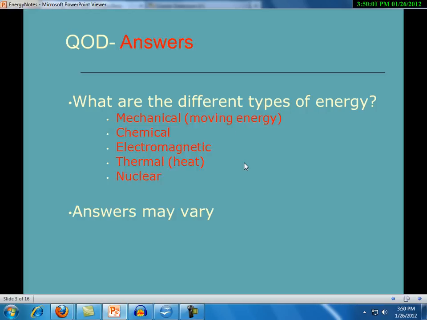Okay, if you didn't pause it, you're getting this right away. If you did pause the video, check your answers and see. The answers are obviously going to vary. I listed the ones that I could remember off the top of my head: mechanical, chemical, electromagnetic, thermal, nuclear. There's light energy, there's sound energy. The list could go on. We did that activity together, so I'm hoping that you'll look at those. Whether or not they're potential or kinetic energy is something we're going to talk about in the next few slides.